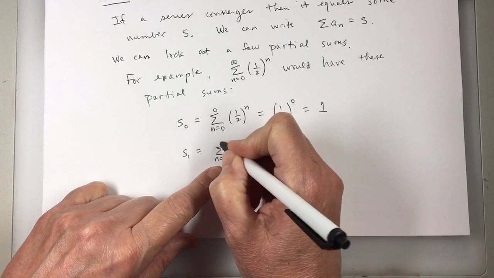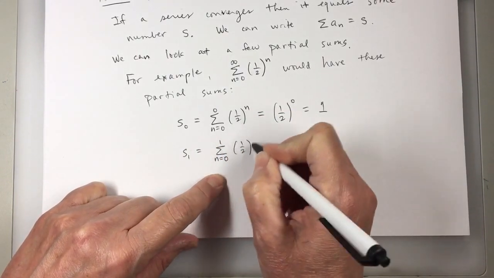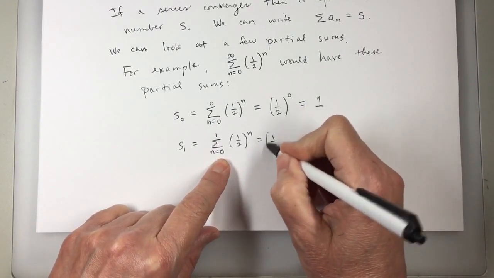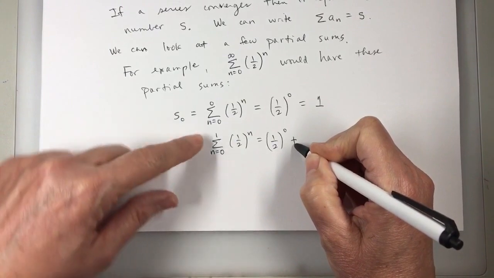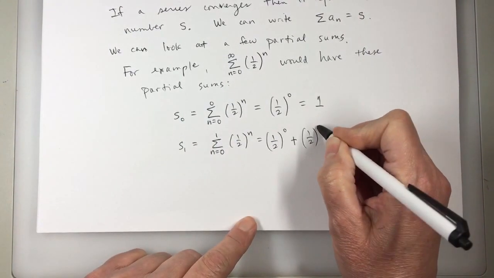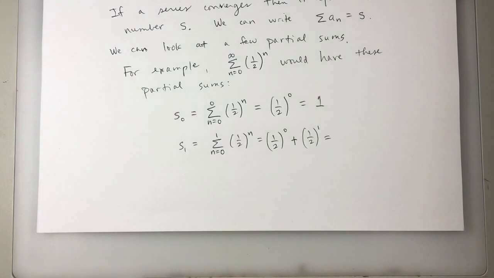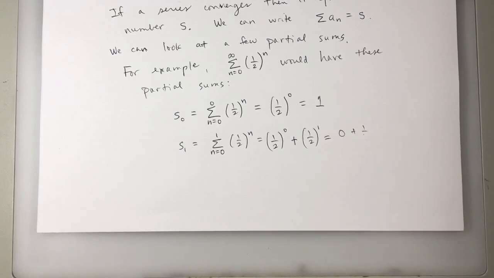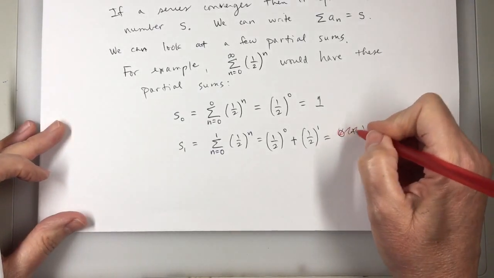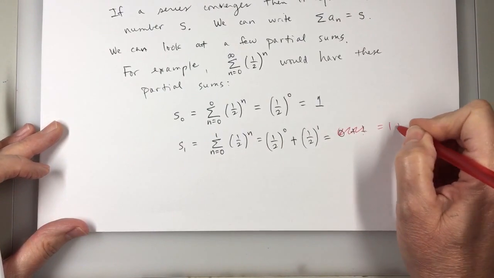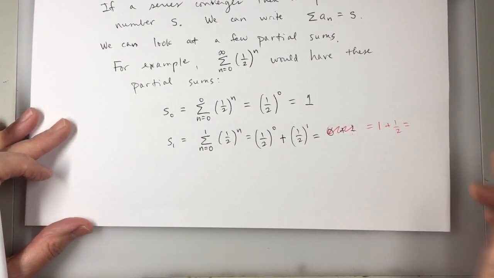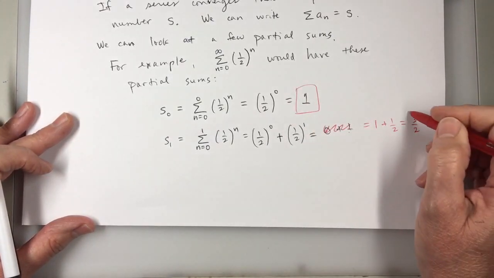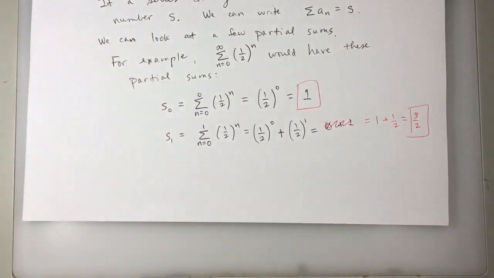N's going from 0 to 1 of 1/2 to the n. So plug in 0, 1/2 to the 0, and then add, plug in 1, 1/2 to the first, and that's going to be 0 plus, oh, not 0. What's that going to be? 1. 1 plus 1/2, and that's going to be 3/2. So here's my 0th partial sum, my first partial sum.